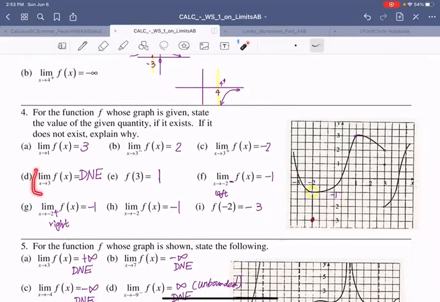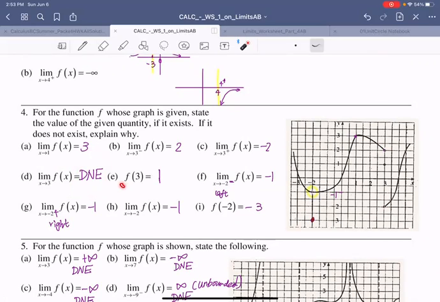Next, these are the major questions. Your limit from the left and your limit from the right both exist, but these two are far away from each other, not equal. The answer here is DNE, does not exist, DNE.